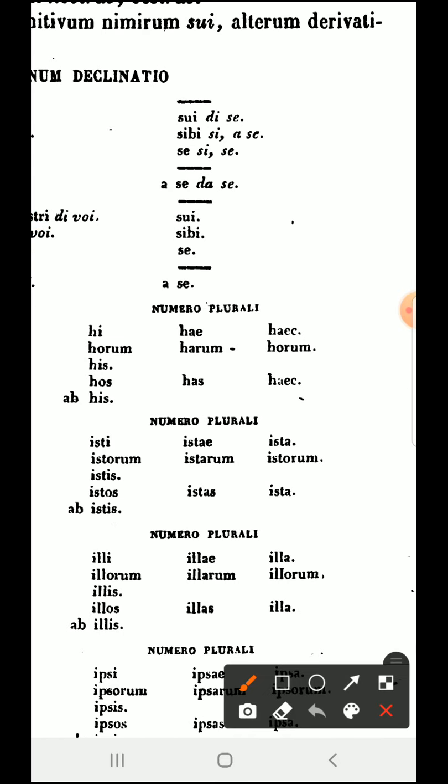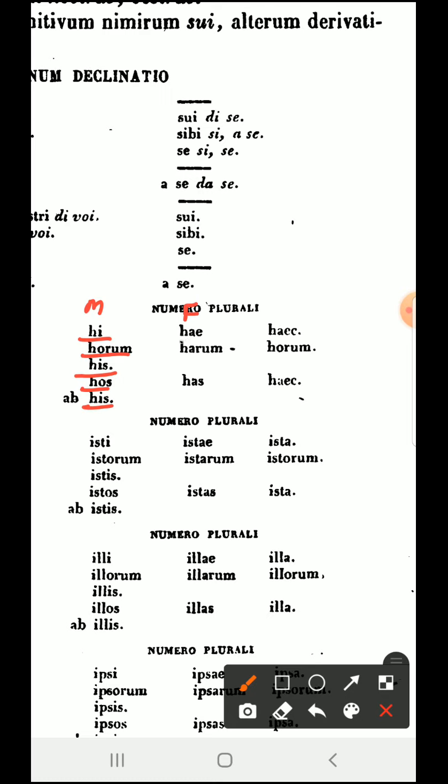Here we have the plural for the same pronoun. The plural masculine is hi. That means these, and it's masculine. The genitive plural horum means of these. His means to or for these. Hos means these, the accusative plural. And here we see ab his, from these. That's the masculine ablative plural. Those are the masculine forms. Hi, horum, his, hos, his.